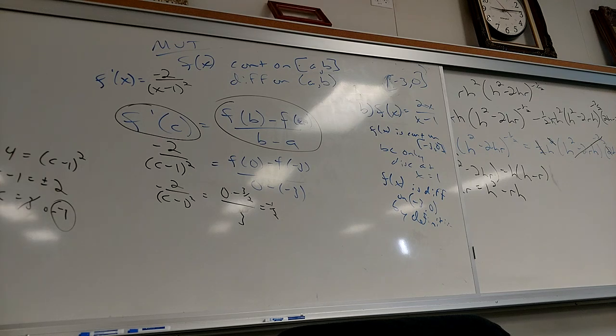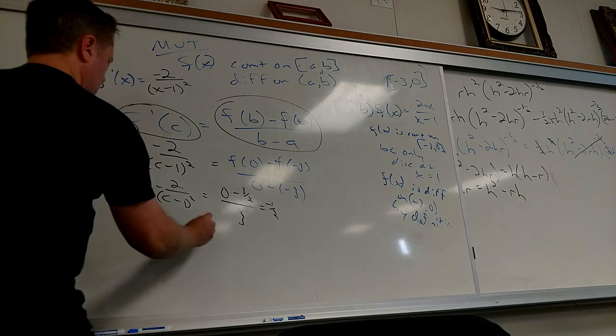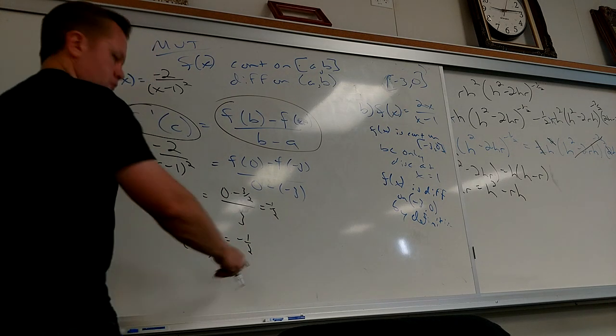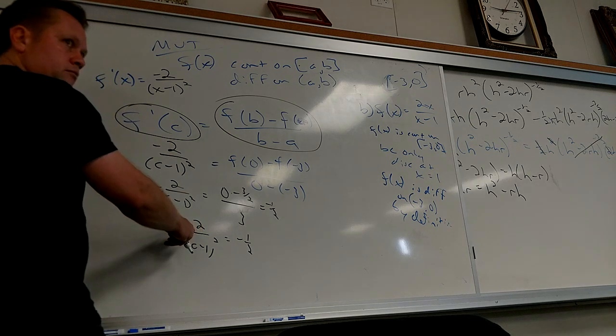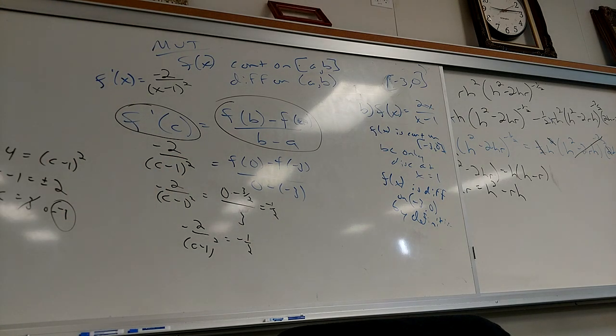Yes? This one? Oh. So what I got here is negative 2 over c minus 1 squared equals negative 1/2, right? Yeah. Multiply by negative 2. And then multiply this up. And that's how I get there. Good old cross multiplication. Yes? So we have to test this. Yes.